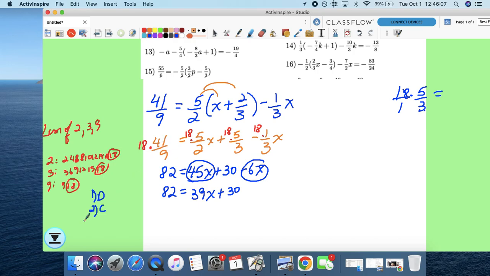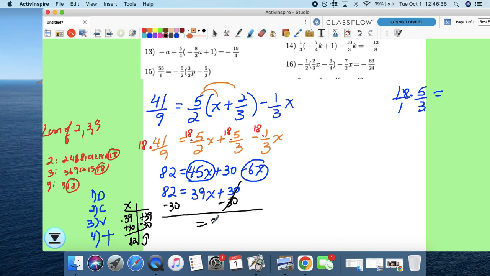And now step 3 says, is there a variable on both sides? No. If there's not, then I'm going to go to step 4, which allows me to do my little story. So I have a variable called x being multiplied by 39, add 30, and equals 82. The inverse operation is going to be minus 30 and divide by 39. So minus 30 first on both sides.